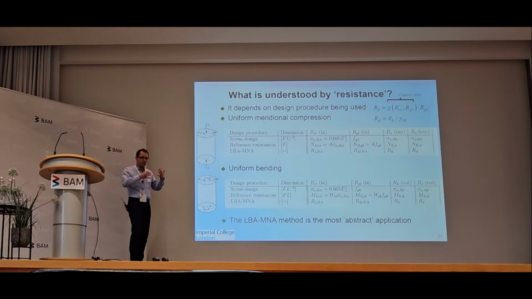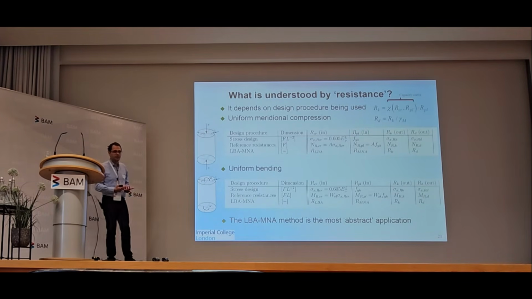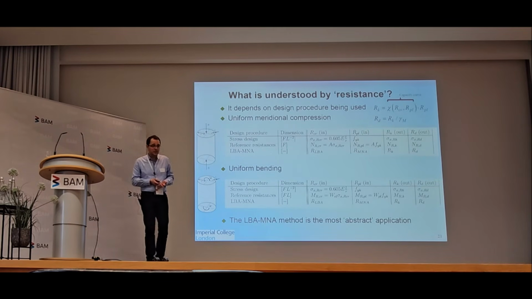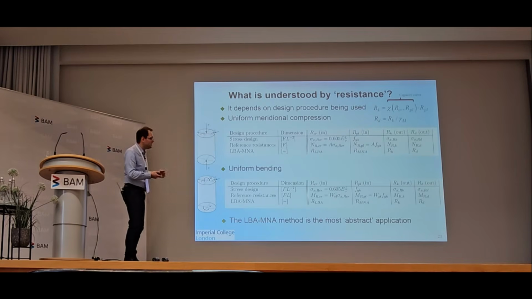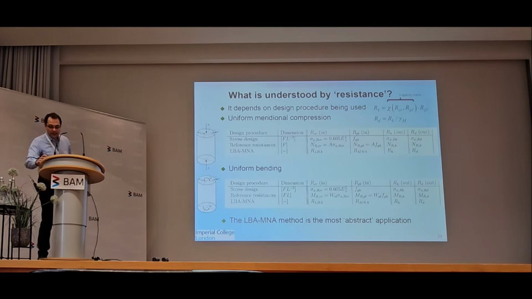And most abstractly, in my view, is the LBA-MNA method, where you can be applying potentially a very complicated load case onto your shell, and your resistance is then a proportionality factor on that complete load set to give you a particular limit state. And then the input resistance are those proportionality factors, and that's okay because it's dimensionless. And then the output that you get is a proportionality factor at which you get a nonlinear buckling limit state.